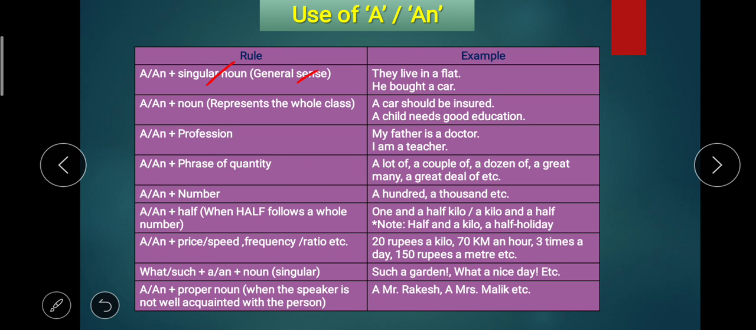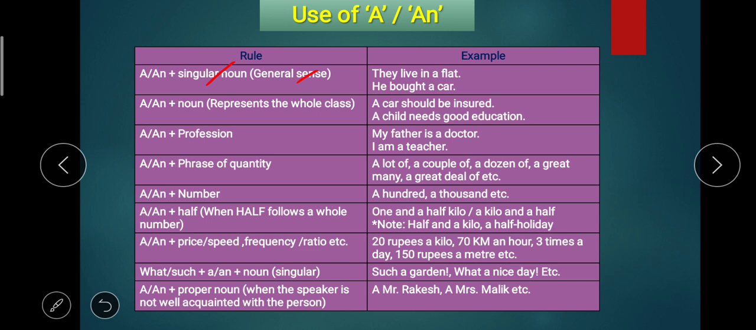When we talk about the noun in a general sense, then we use a or an. Like say, they live in a flat. A over here means any flat. He bought a car, any car, not a specific one. We are talking about flat and car in a general way. And the speaker and the person who is listening, they are not sure about which flat and which car is being talked about. In that case, we call it a general way.